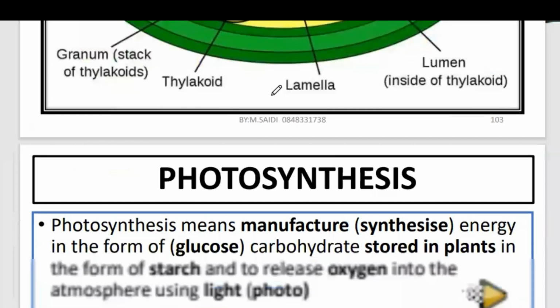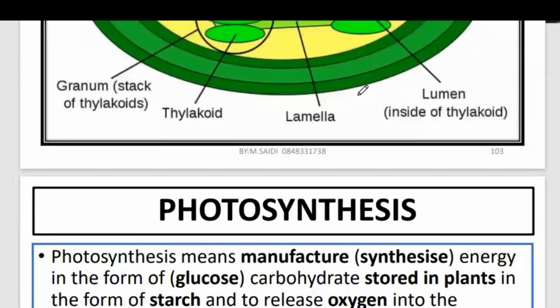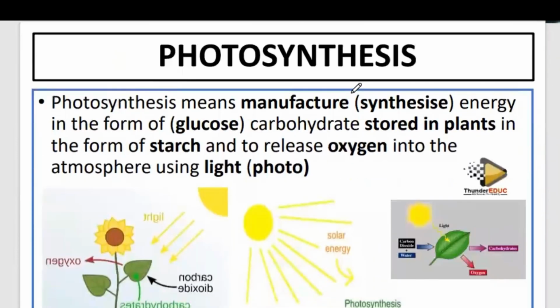Yes. So when we come to the process of photosynthesis, let's look at photosynthesis in detail. Photosynthesis means the manufacture, the synthesis, the production of what? You're manufacturing energy in form of glucose. It means that when you eat food, you are eating energy. That's why after eating, you get energy. But this energy is not in air. It is in form of glucose.